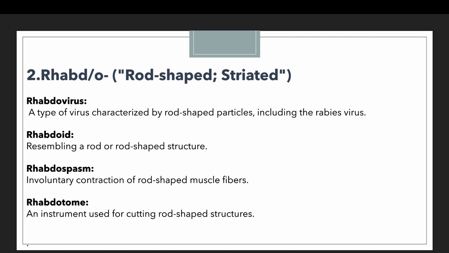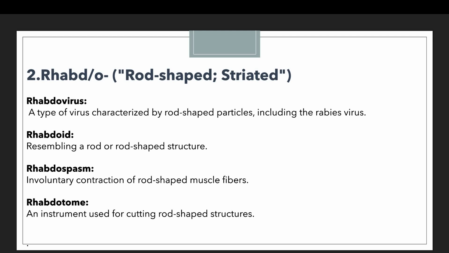Okay. Similarly, the third example is rhabdospasm. Now what is rhabdospasm? Involuntary contraction of rod shaped muscle fibers. Okay, so when we want to showcase a contraction of rod shaped muscle fibers, then we will use the terminology rhabdospasm, which is composed of the prefix rhabdo.